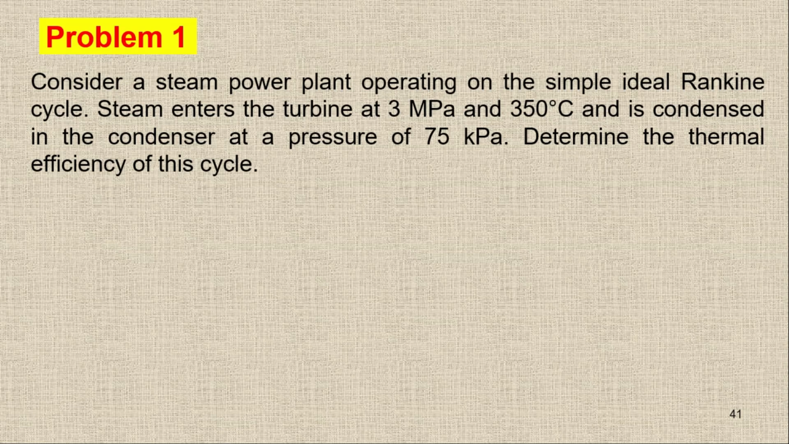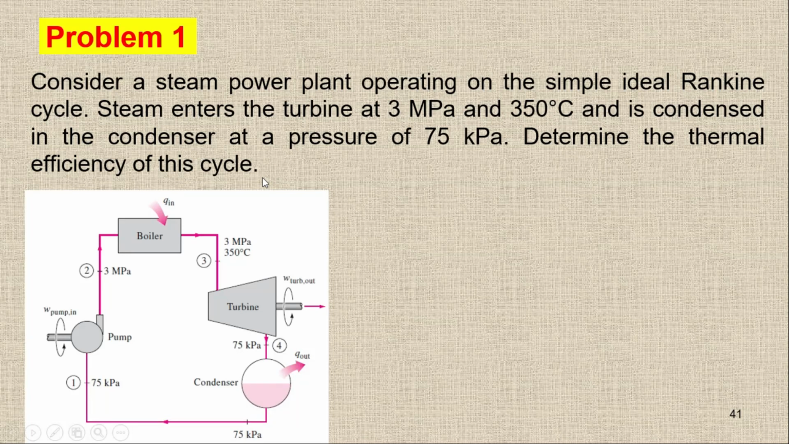First of all, as we have already solved this question, I'm just going with a quick review. So here, if you see, we have a steam power plant operating on a simple ideal Rankine cycle. Steam enters the turbine at 3 megapascal and 350 degrees Celsius. So this is the turbine inlet condition, and it is condensed in the condenser at a pressure of 75 kilopascal. So this is the condenser pressure. So we know two different pressures, the boiler pressure and the condenser pressure, and for an ideal Rankine cycle, we need only two pressures. So determine the thermal efficiency of this cycle.